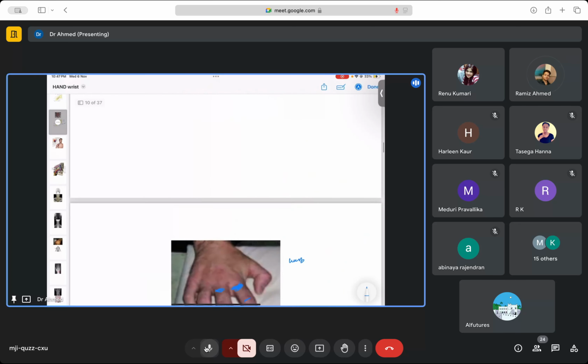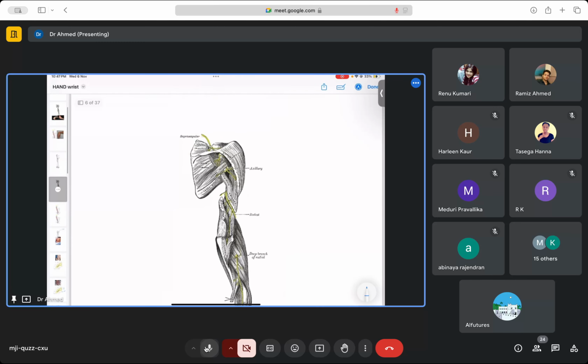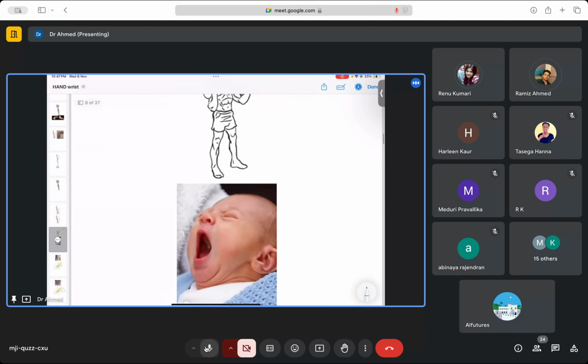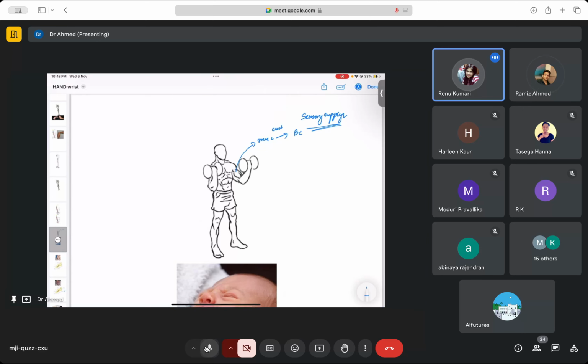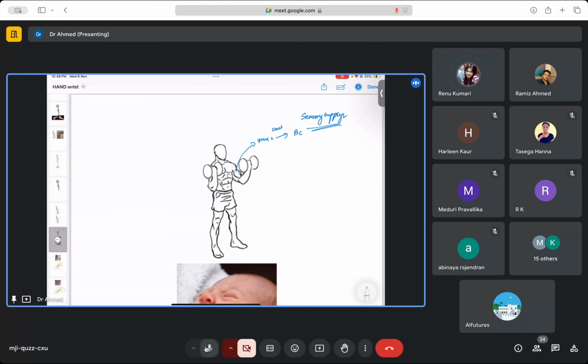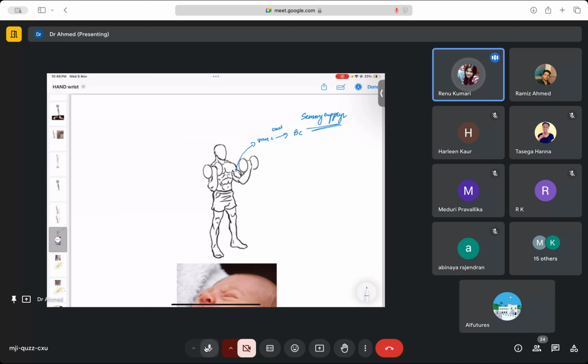Dr. Renu, can you just give us a quick overview, right from the biceps? Okay, the biceps is supplied by the musculocutaneous nerve, and it helps in flexion of the arm. Perfect. And what's the sensory supply? The sensory supply of the musculocutaneous is towards the lateral side of the forearm.